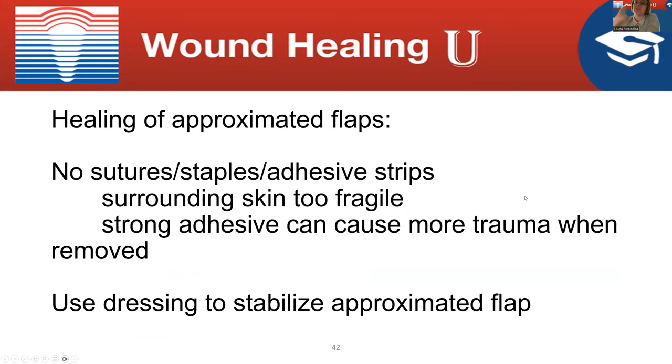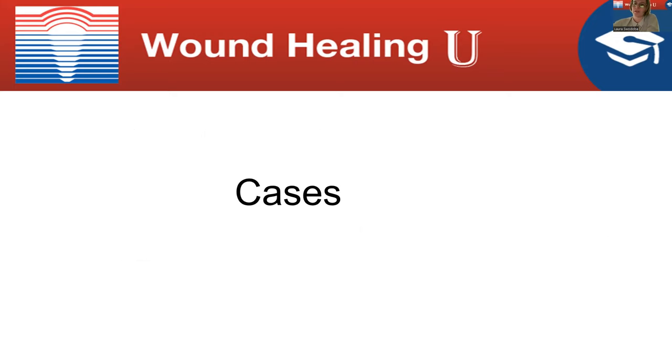The healing of approximated flaps: when you do place that skin flap back in place, you don't want to use sutures, staples, adhesive strips, anything like that to keep that flap in place. A lot of times people come in and they just have this spider web of adhesive strips on there. And we know that that surrounding skin is too fragile. That's why the patient has a skin tear, because they have fragile skin. So now we have these really strong adhesives that can contribute to MARSI, that can cause more skin stripping. So we want to avoid that and use the dressing as the stabilization to approximate that flap. You can go to the next slide.